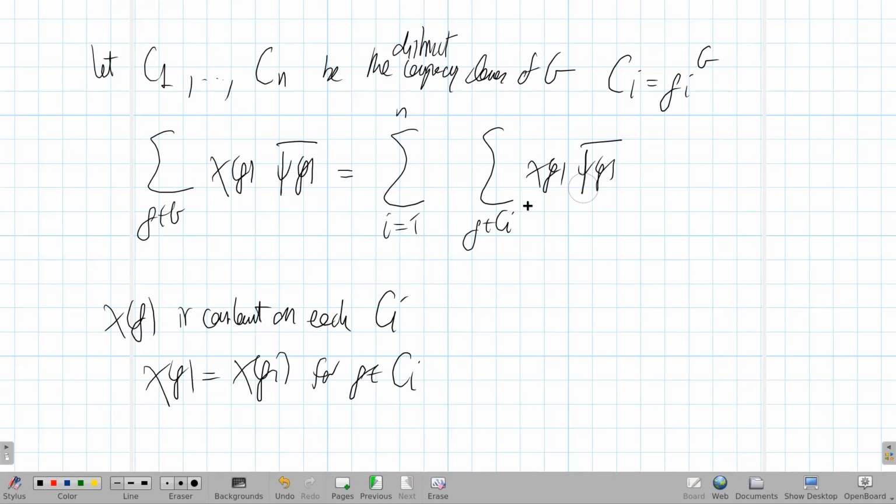So what we have here then is that you sum over the conjugacy classes, okay? These values are constant on the conjugacy class. So you get the value chi of Gi, psi of Gi. And then here you have the size of the conjugacy class, because it's the same term repeated by the size of Ci, okay? So the idea is the following then.